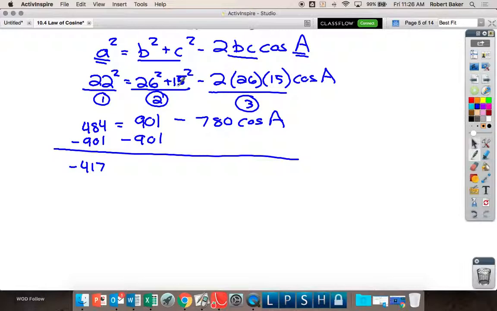You couldn't just take 901 and subtract it from 780. No, because this is like saying 2 minus 3x. Can you just take 2 and subtract 3x from it? They're 2 different things. So generally you'll get a negative number here. And now I have negative 780 cosine A. It's negative 780 multiplied by cosine of A. So how do I undo multiplication? You divide by negative 780.